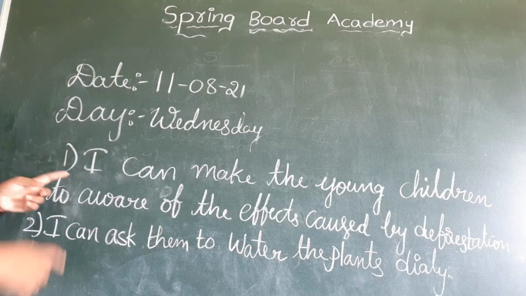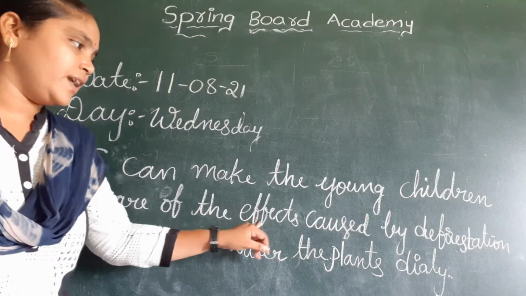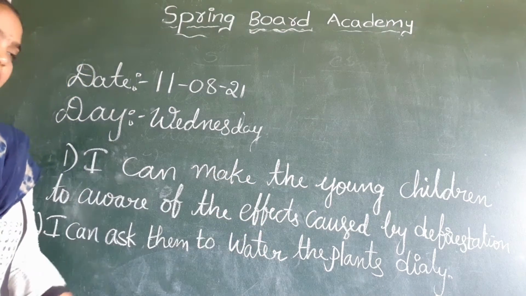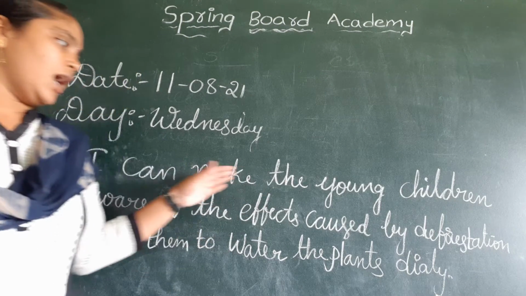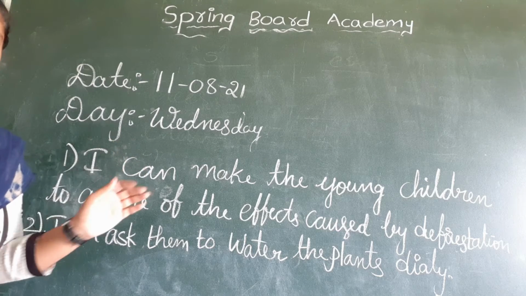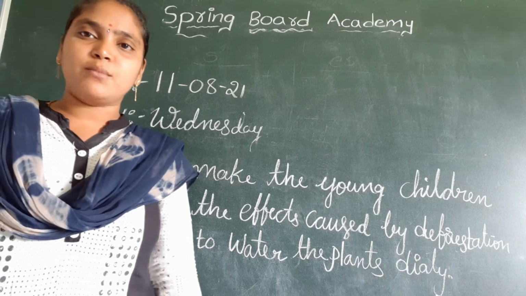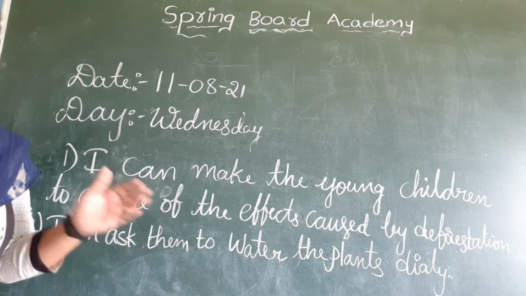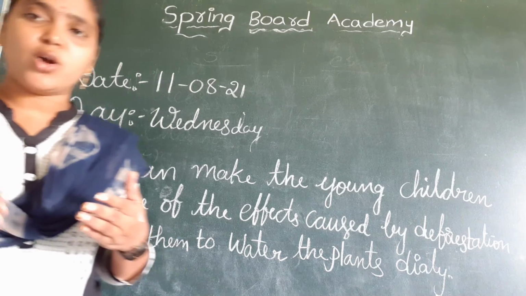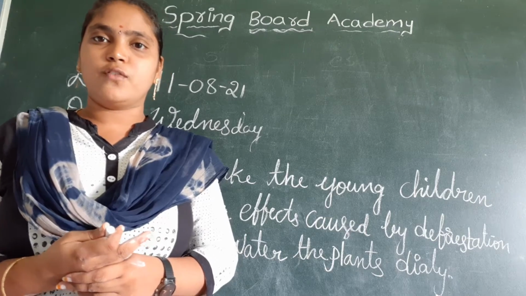So first one, I can make the young children aware of the effects caused by deforestation. Okay, so I will follow this way children. And the second one, I can ask them to water the plants daily. So no need to write the same children. What are the ways you will follow to promote the planting of trees? You have to write it. Okay, it is your wish.